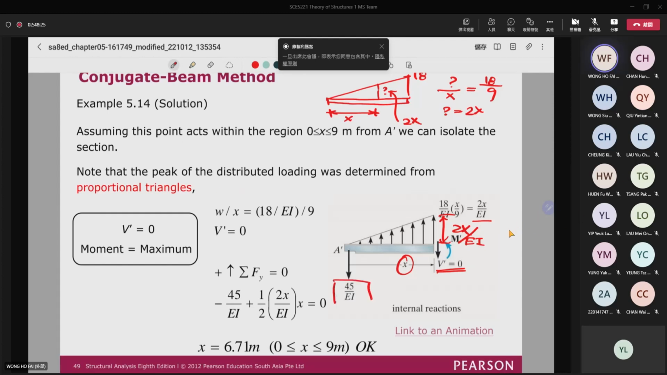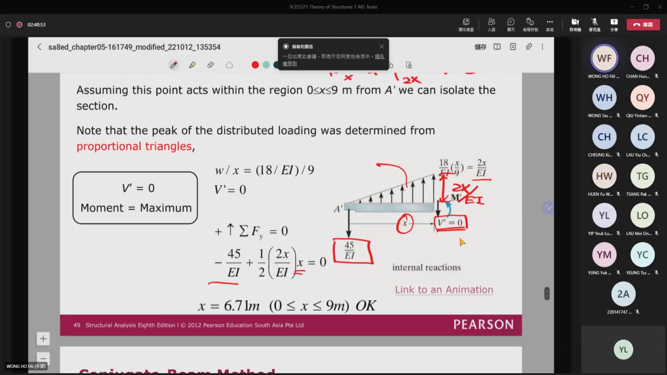So this is the support reaction, 45 over EI goes down. So you have 45 over EI going down, which is a negative value. And then this is a triangle. So it is 2x over EI, and then times the x here, and then divided by 2. Because the shear here finally will be equal to 0. So you can find that the location where the shear is equal to 0 is 6.71 meters. So you know that at this location, the moment is the maximum.